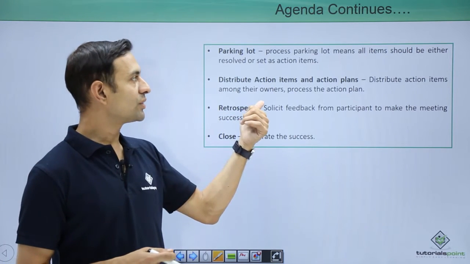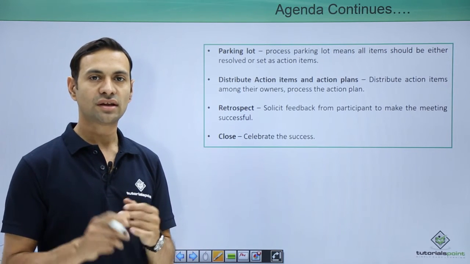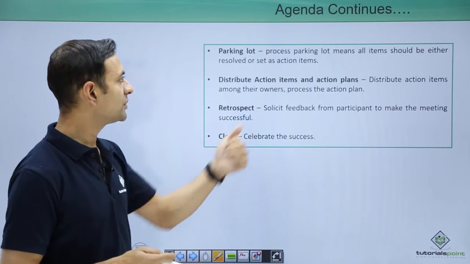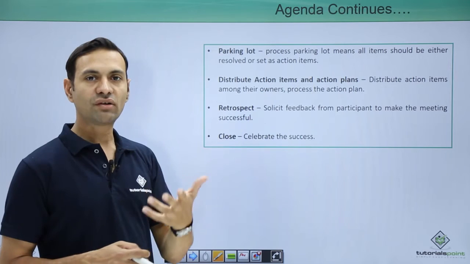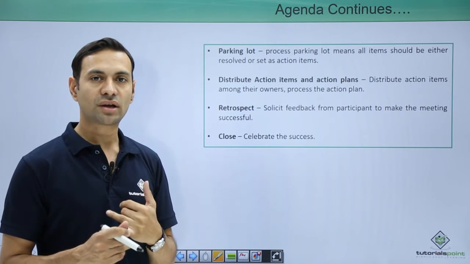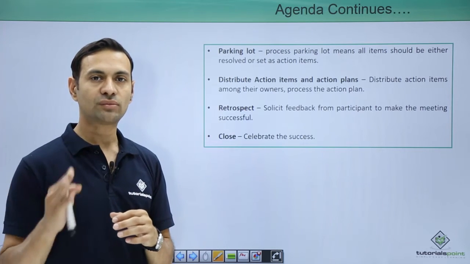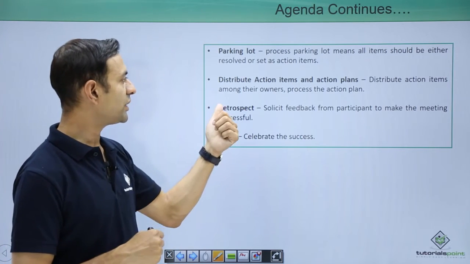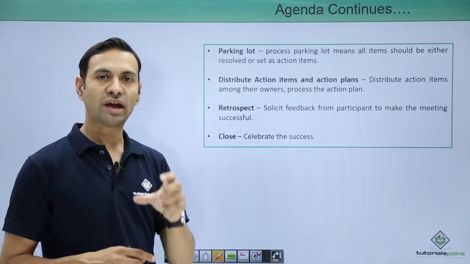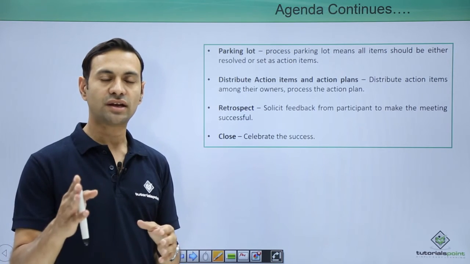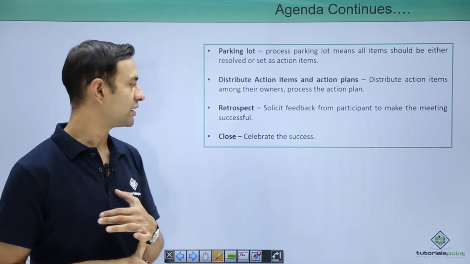We have the parking lot. Parking lot means every feature that we have considered to be developed during the release has its space properly. So all items should be either resolved or set as action items. Whichever features we have taken that are to be developed should be either resolved or set as action items for the next iteration planning. Distribute action plans, action items. Distribute action items among their owners. So we have defined certain action steps; let them be assigned to their owners, and so that we can process the action plan, we need to monitor it.